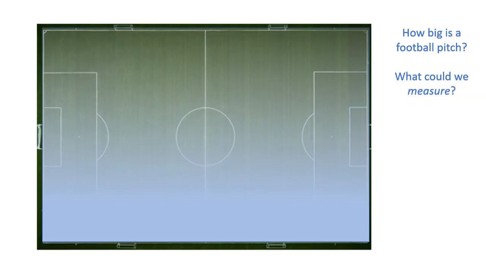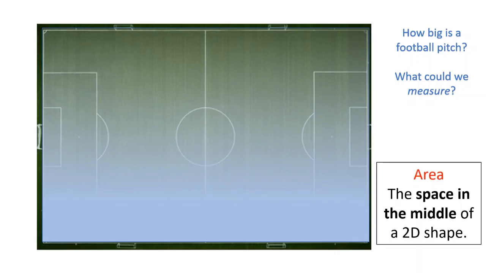I might also measure something called the area. The area is the space in the middle of the 2D shape. So it's not the distance around the edge, it's the space in the middle. We're not going to look at area this week, we're just looking at perimeter, but area is something that we will look at the following week.